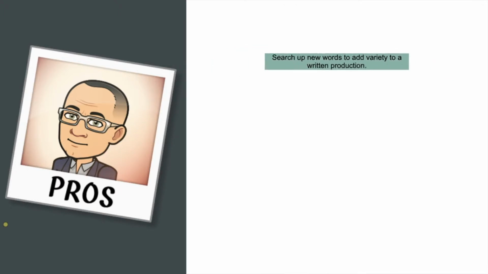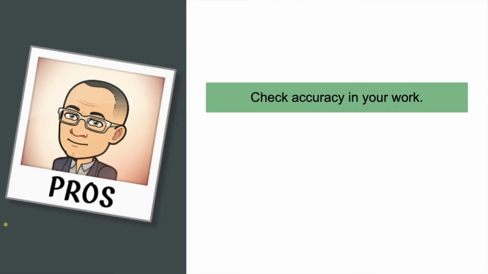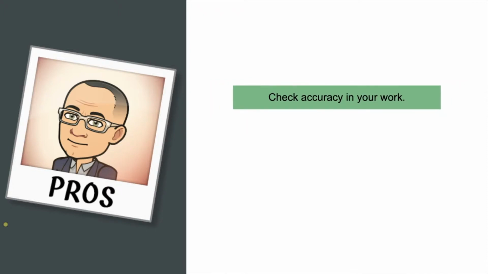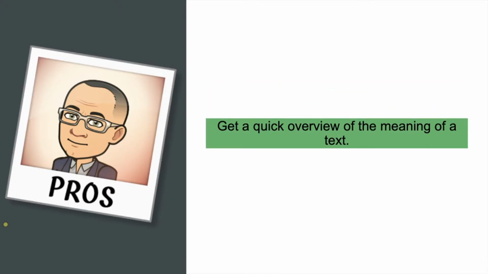The third advantage is that online translation can help students check for accuracy in their work. So imagine they wrote a piece of writing in the target language and they want to check that the work is accurate. They can feed it in a translator and then check for accuracy. The fourth one is that online translation can give students a quick overview of the meaning of a text they are reading in the target language. They don't want to check word by word what some of the words mean. They can feed the text that they are reading in the translator to get an overview.